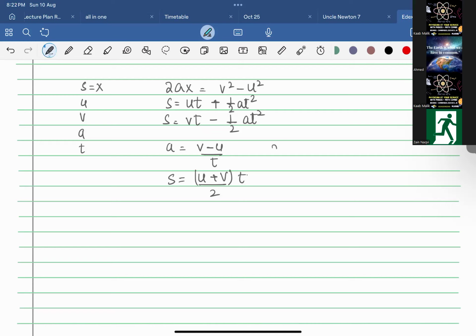Mainly these two equations are related with the graph. Once we cover the graph, we'll see all these things there. Basically, let me just tell you a bit: the first equation is basically the gradient of the velocity time graph.